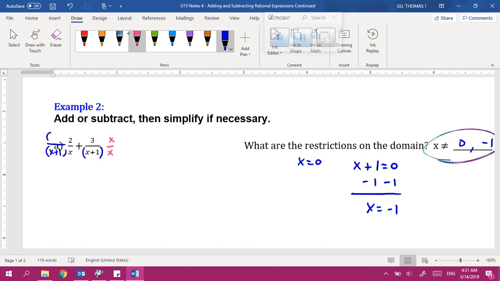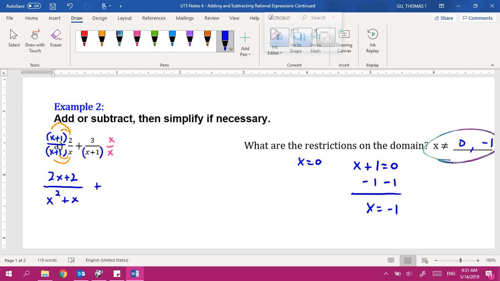Alright, now here's the thing you got to pay attention to. When I'm multiplying like this, I need to distribute. You see this 2? It goes to both of those terms, which leaves me with 2x plus 2. And the same thing on the bottom. I have to distribute. So this x is going to multiply to both of the terms inside the parentheses, giving me 2x plus 2 over x squared plus x.